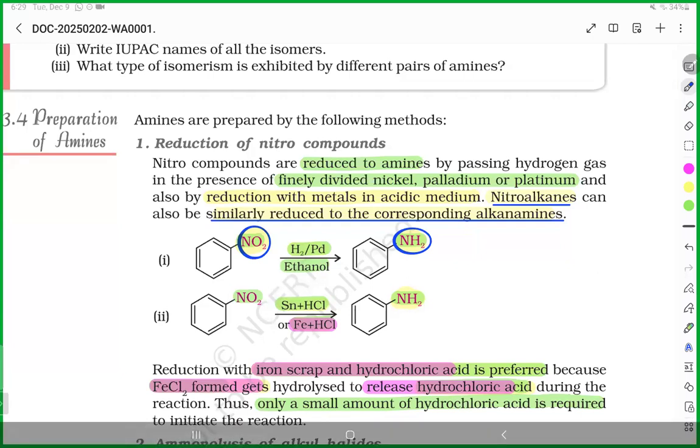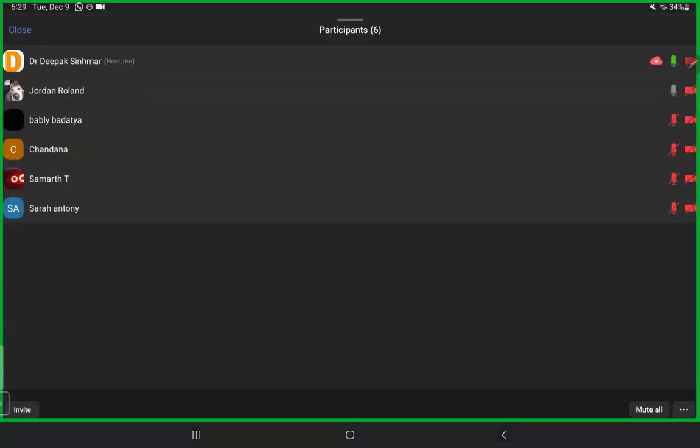All of you understood this point? Yes, sir. Pratigya? I think she has some network issue. Chandana? Yes, sir. Understood what I said? Yes, sir. Understood. Samarth? Yeah, sir. I understand. Sarah? Yes, sir. Okay, good to go.